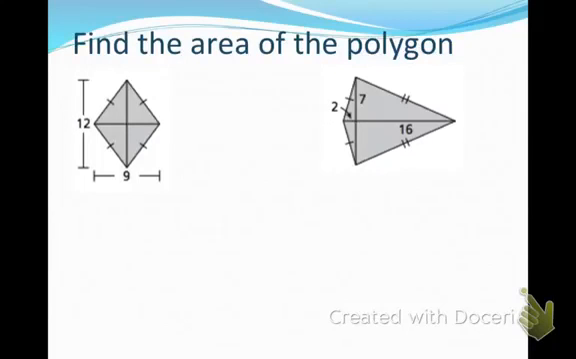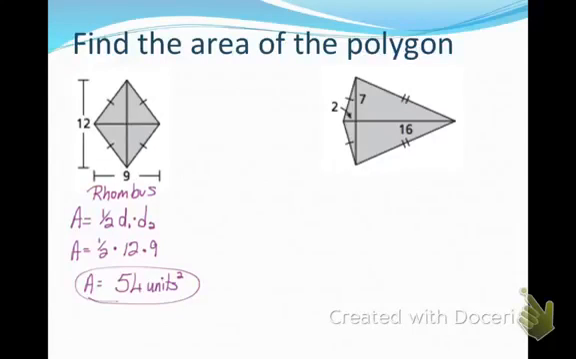So looking at our first figure here, this happens to be a rhombus. So we are going to use area equals 1/2 times diagonal 1 times diagonal 2. And my diagonal 1 is 12 and my diagonal 2 is 9. So I'm just going to plug those numbers into my formula, use my calculator, and I get that the area of this rhombus is 54 units squared. And you have to be very careful about that when you're doing area. It's units squared.